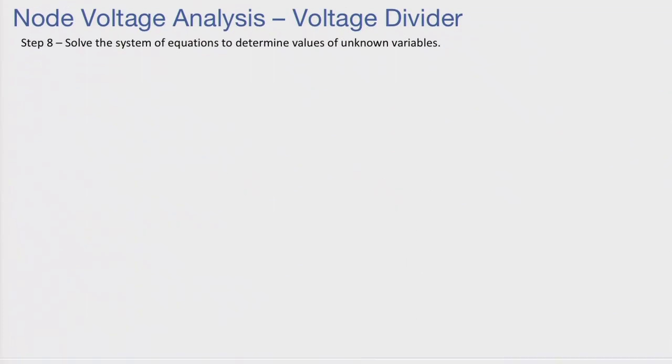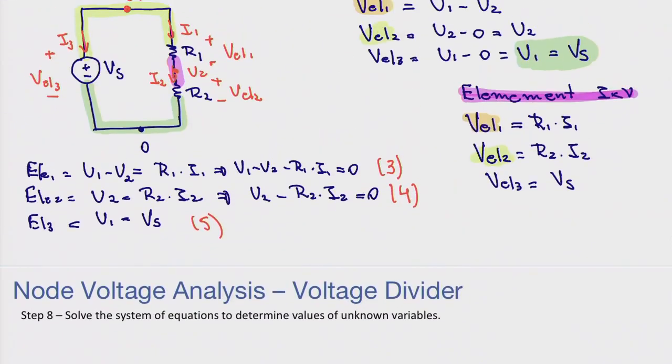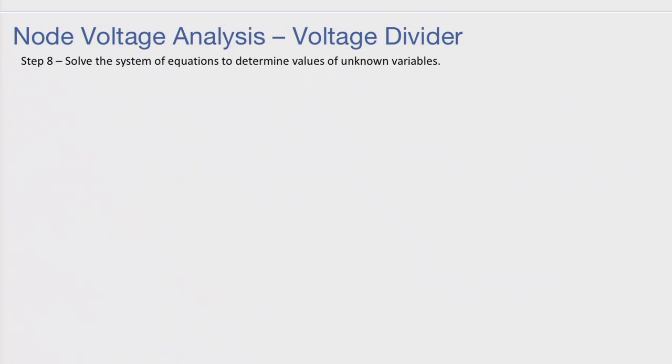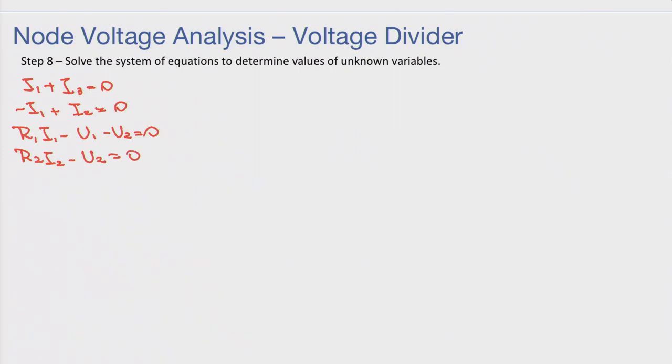So now you could set your matrix. I'm just going to copy here all the equations we had. We had I1 plus I3 equals zero. We had minus I1 plus I2 equals 0. We had R1 times I1 minus U1 minus U2 equals 0. That was the other equation 3. We had R2 times I2 minus U2 equals 0, and U1 equals Vs. Five equations, five unknowns.